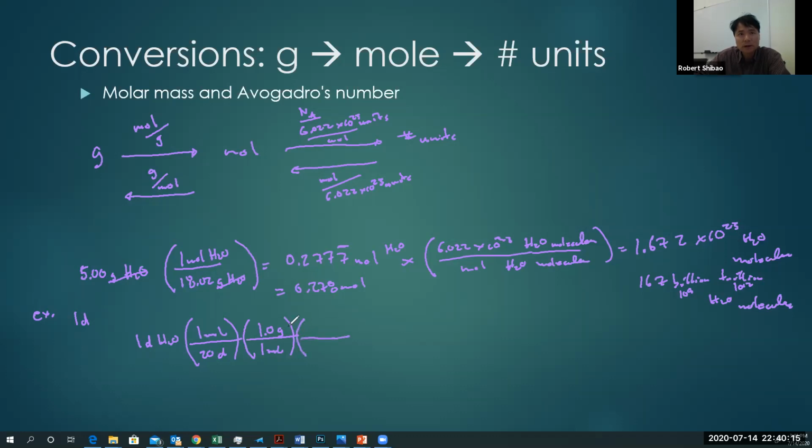And then we're going to go from grams to moles. So we'll use this one, the molar mass, inverted. 1 mole of H2O molecules weighs 18.02 grams. And so drops cancel, milliliters cancel, grams cancel. That leaves me with moles of water. And then we're going to use Avogadro's number, 6.022 times 10 to the 23rd H2O molecules in a mole.